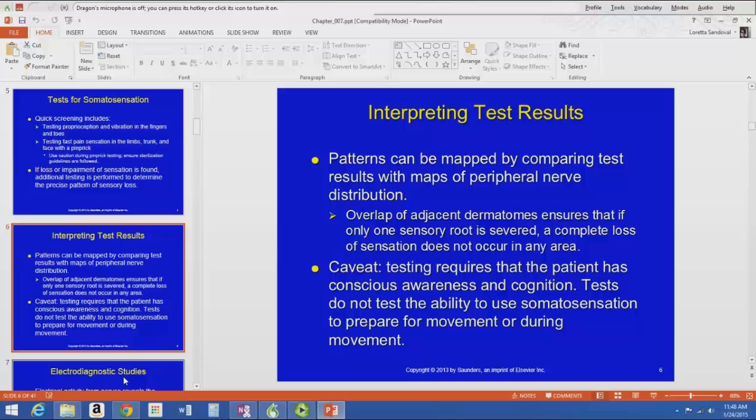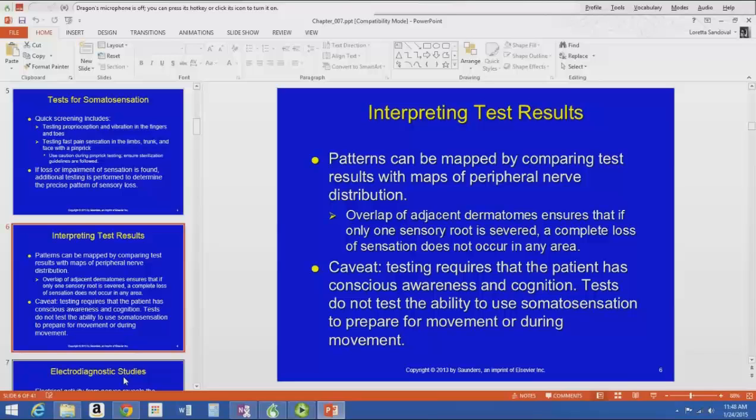The caveat is that the patient has to have conscious awareness and cognition. The patient has to know what's going on, and you have to be able to explain it to them. Someone who isn't consciously aware or is cognitively compromised, you can touch them and see if they respond to it, but it's not really very accurate.